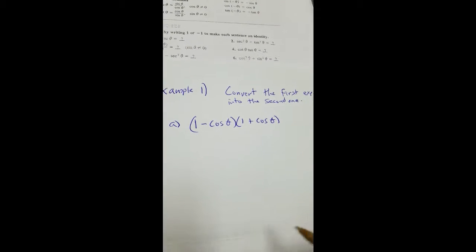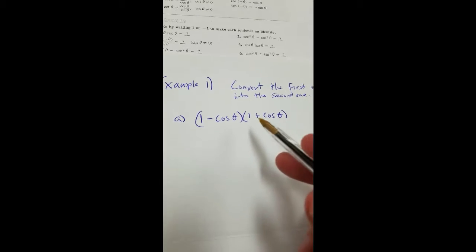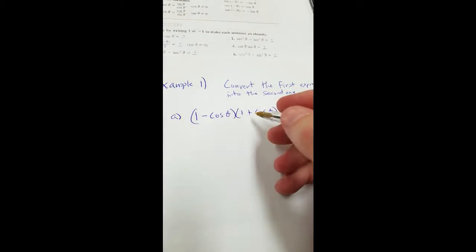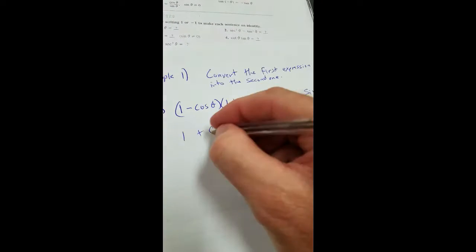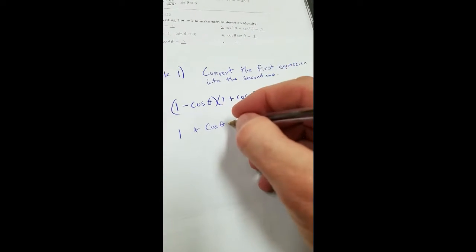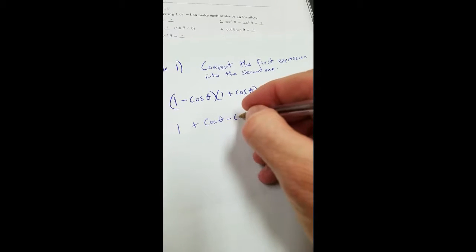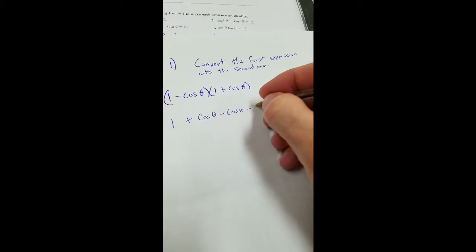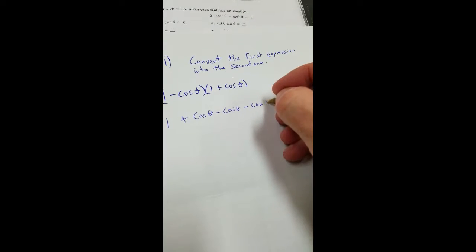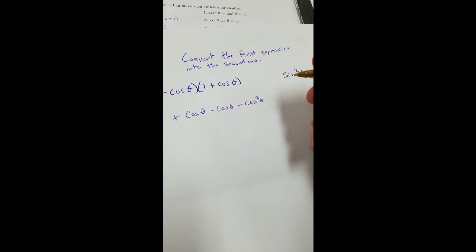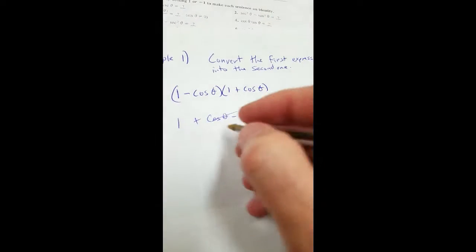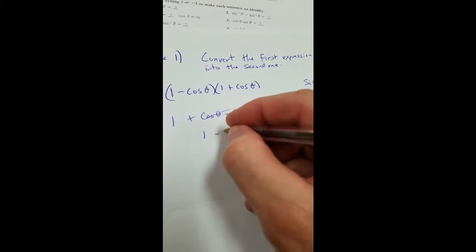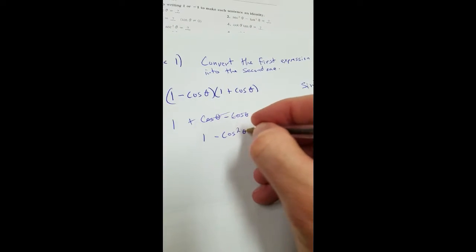Okay, so 1 minus cosine times 1 plus cosine. If I multiply that out using the full method, I'm going to get 1 plus cosine of theta, then minus 1 cosine of theta, and then minus a cosine of theta times itself, which we write as cosine squared of theta. This plus cosine and minus cosine will drop each other out, and I'm left with 1 minus cosine squared of theta.